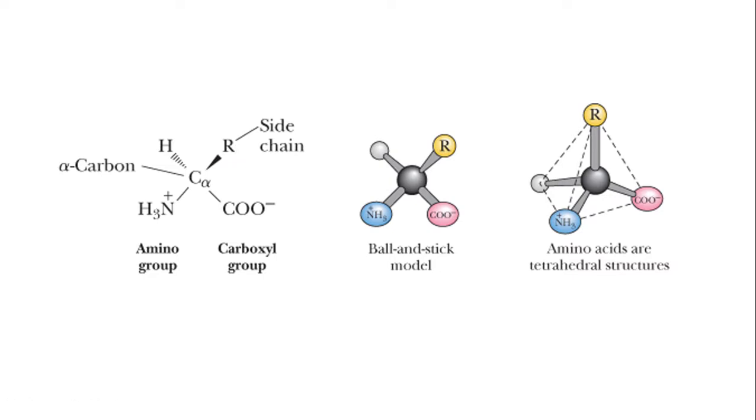There are several ways to show the structure of an amino acid. This is one, obviously: a ball and stick model. If you had a model kit and put this together, it would show the tetrahedral structure, which is depicted here. Bond angles, remember, for tetrahedral structures are 109.5 degrees around this central carbon.